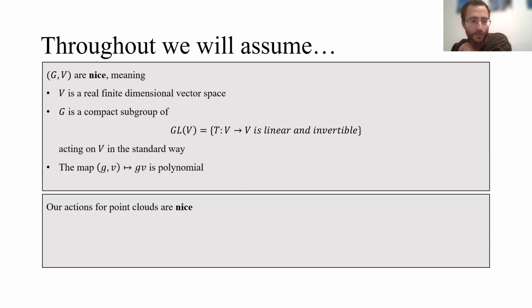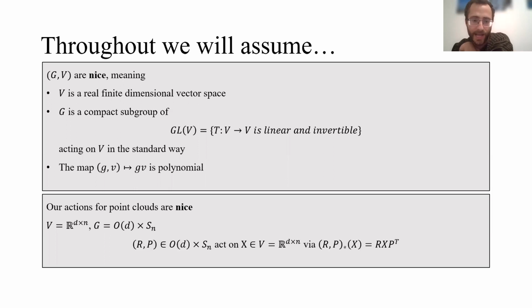Okay, so for example, V could be R^(d times n), so matrices, or point clouds, and G could be the group of rotations and permutations. And the action we have here is you take X from your V, you multiply it by a rotation from the left and a permutation matrix from the right, and that's polynomial. It's linear in X.